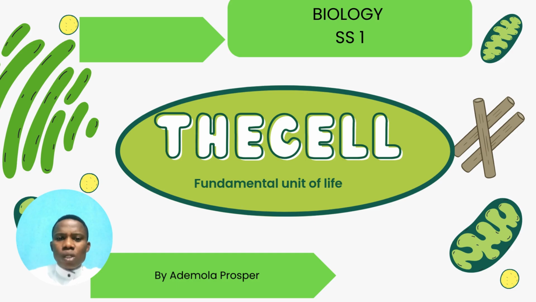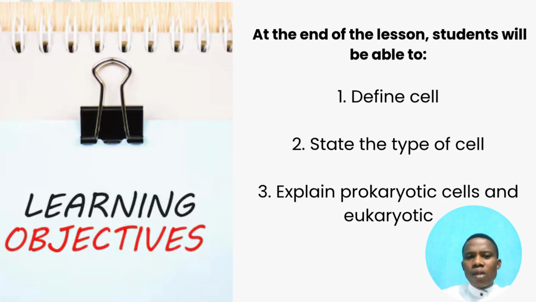Before we delve into the topic, let's look at the learning objectives. At the end of the lesson, you should be able to: 1. Define cell. 2. State the types of cell. And 3. Explain prokaryotic cell and eukaryotic cell.